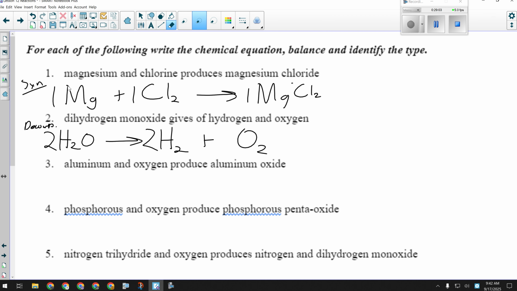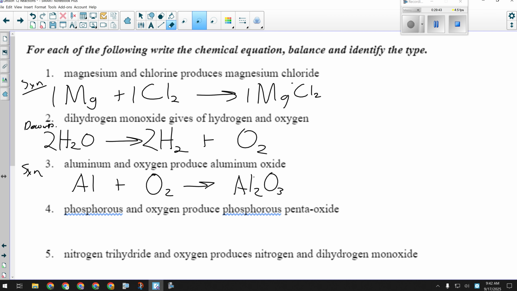Okay, are we ready to go over number 3? So for number 3, we got aluminum. Aluminum's not special. It's reacting with oxygen, O2, and it is producing aluminum oxide. So when I have aluminum, it's a 3 plus, oxygen is a 2 minus. Now what do I have to do with that? Take the 2 here, put the 3 there. What kind of reaction? Synthesis.